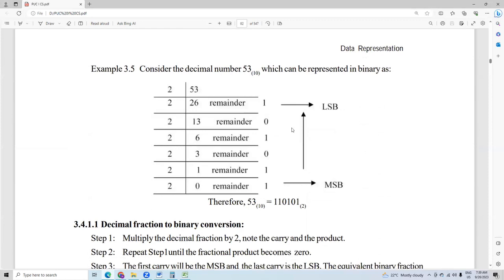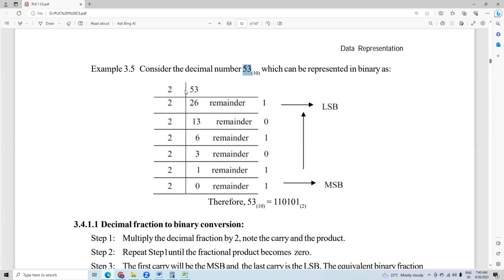There is an example. Here you see. Consider the decimal number 53. Always you have to observe the base. It's a decimal number, because 53 can also be written in octal, and 53 can also be written in hexadecimal. So always you have to represent the base, even after calculating the result. Writing the base is very important. You may have done the calculation correctly, but if you have not written the base, your answer will be considered wrong.